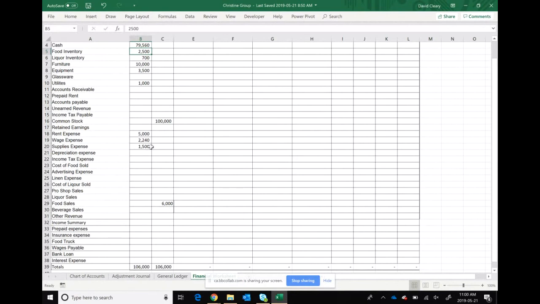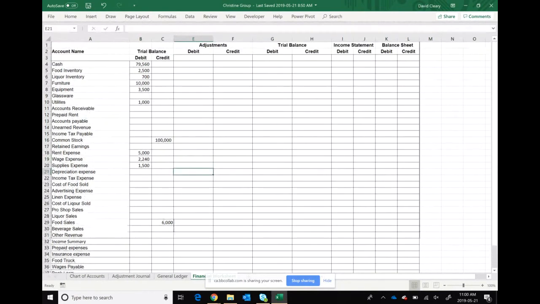You can also go to your financial statement worksheet and find your depreciation expense, and put that under the adjustments, and it was a debit, right? So $350. Okay.